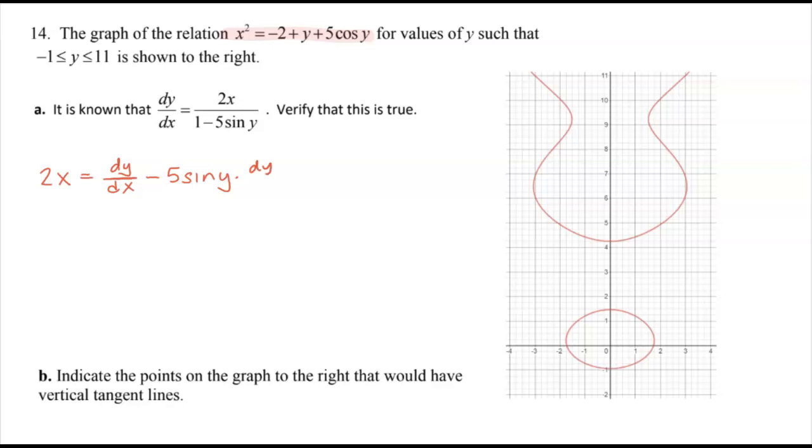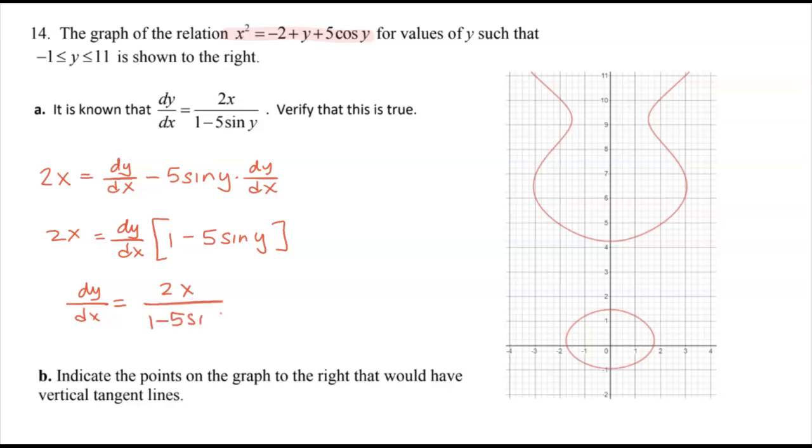Times dy/dx, right? Anytime we have a y, we're going to have a dy/dx in our implicit differentiation. And then we go, okay, well, I need to factor out a dy/dx. 1 minus 5 sine of y. And sure enough, if I solve for dy/dx, this is going to be 2x divided by all of that. Done. Verified. Beautiful. Right? That was all I was hoping for.